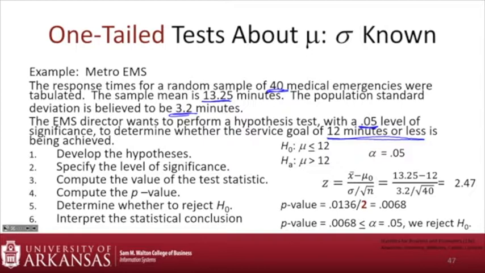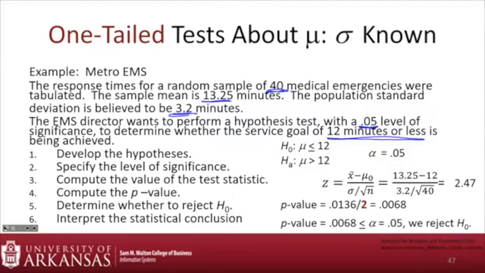They told us the alpha level is 0.05, that's step 2. Step 3, we don't have the real data, so we actually have to rely on our test statistic here. We have the sample mean of 13.25 minutes. We're saying 12 minutes is what we want to compare it to. We have a population standard deviation of 3.2 and a sample size of 40. So we do that calculation and we wind up with 2.47 as our test statistic.